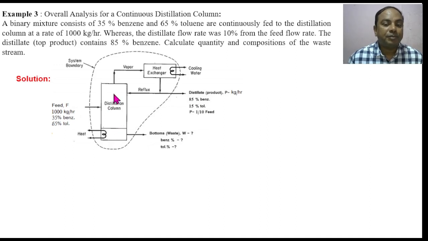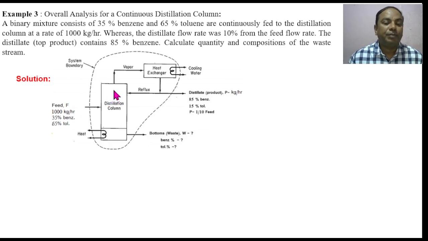The upstream, as given in the problem, has a flow rate of 10% of the feed rate entering the distillation column. Moreover, the distillate, the top product, contains 85% benzene.